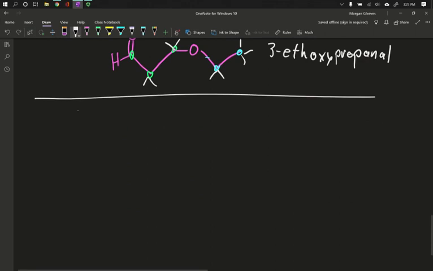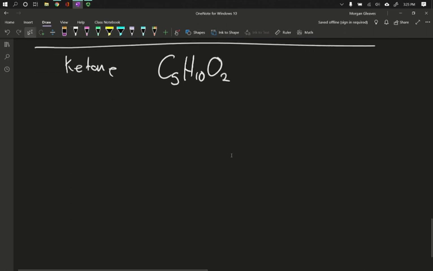Well, after aldehyde was a ketone. So again, C5H10O2. See what ketones you can come up with. Try and draw 2, name them, and then come on back.